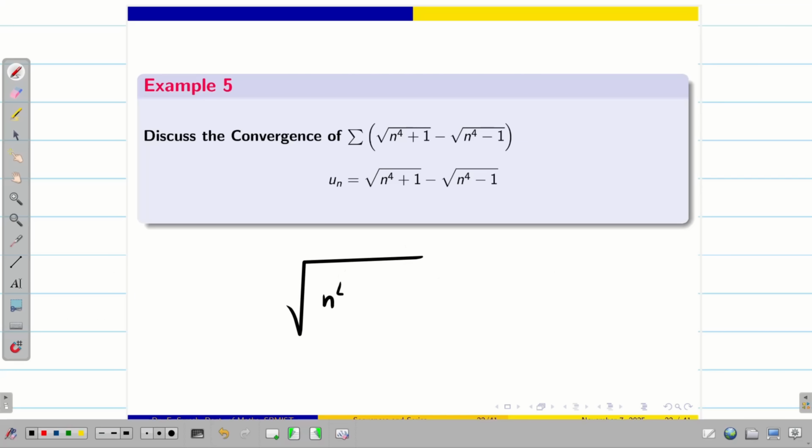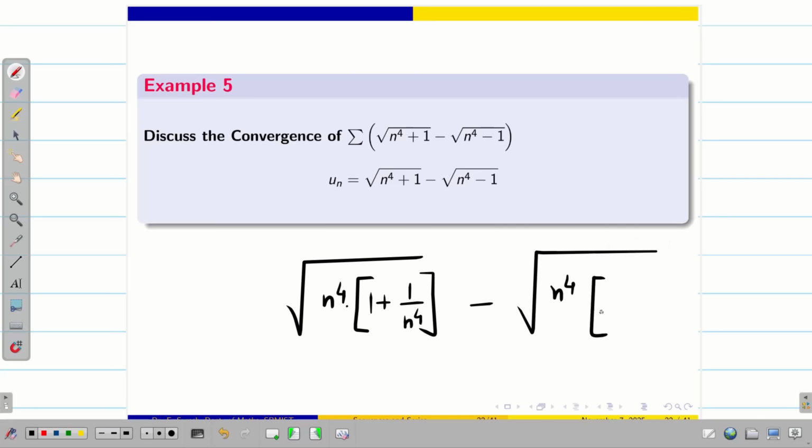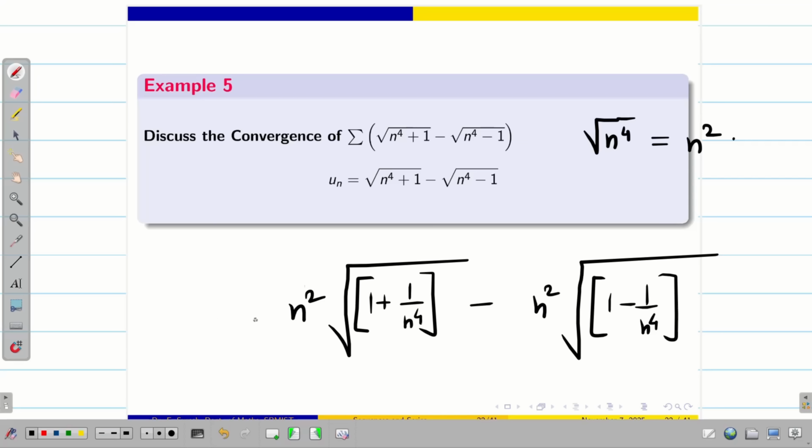If we take n power 4 in common in each term, then we get square root of n power 4 into 1 plus 1 by n power 4 minus square root of n power 4 into 1 minus 1 by n power 4. And we know that square root of n power 4 is simply n square. Rewriting this, we get the un term like this. Now the problem is, when I apply limit n tends to infinity, I will get infinity.